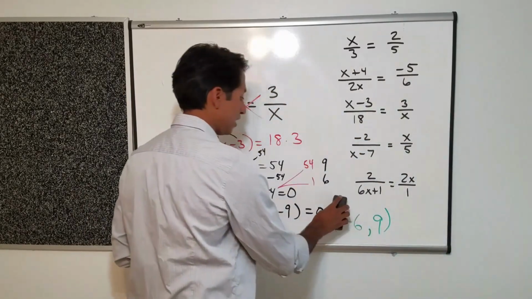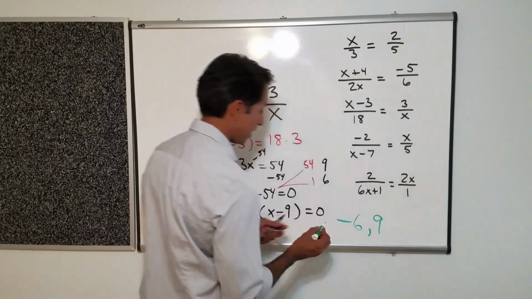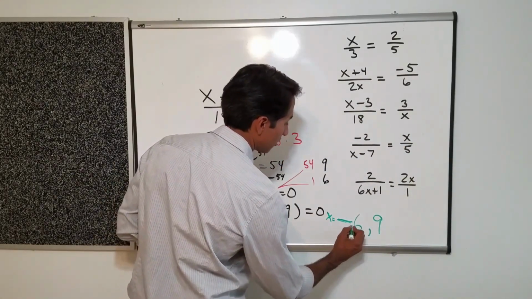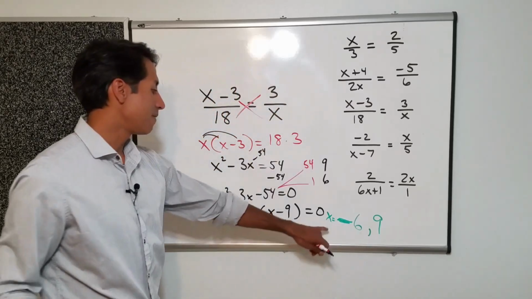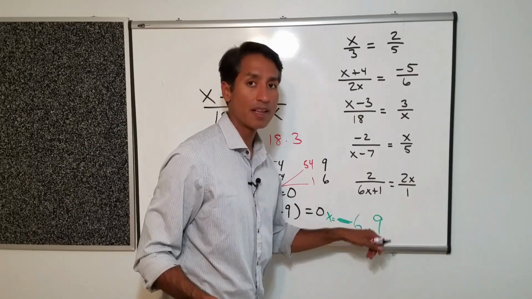So if you need to answer this on a test or something, I would recommend just writing it as x equals, and then, oh, that's a giant negative sign. That's okay. I would just write it like that. X equals negative 6, comma, 9.